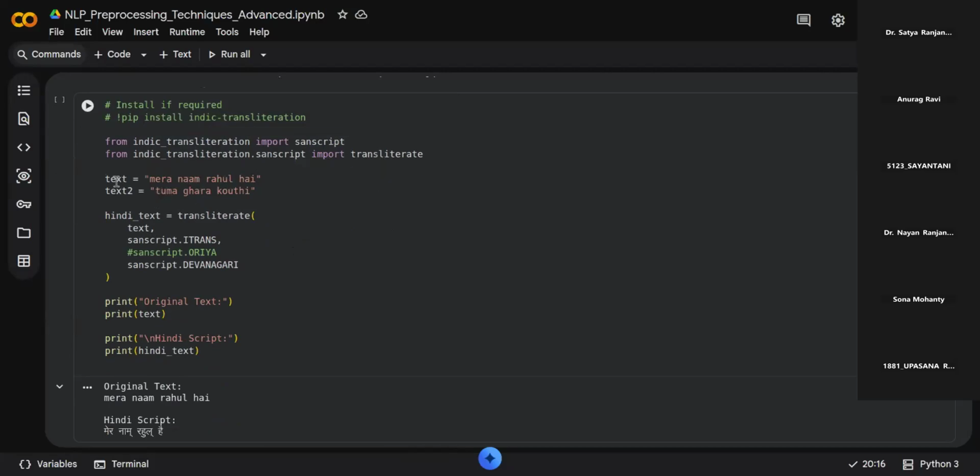Text one is मेरा नाम राहुल है. Text two is तुम घर कोउठी. Okay, I have written one in Odia and one in Hindi. Let's see, so Hindi text, I will use it.